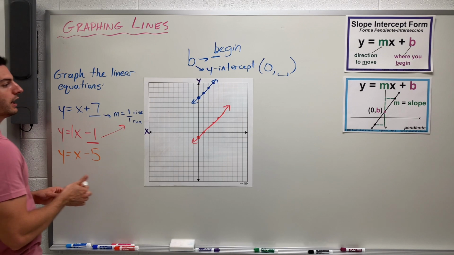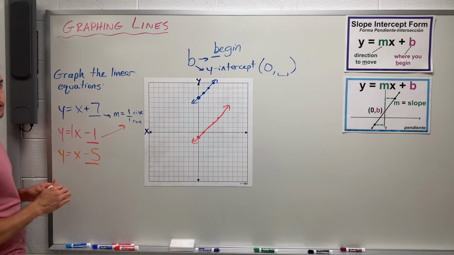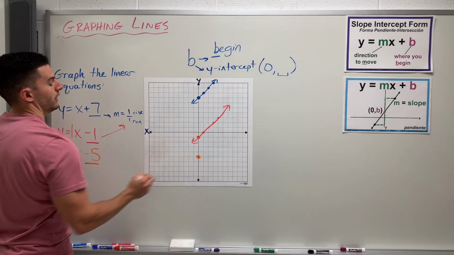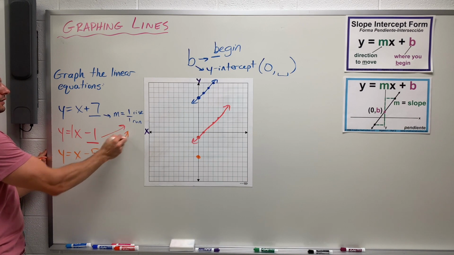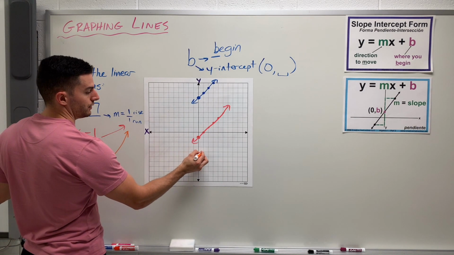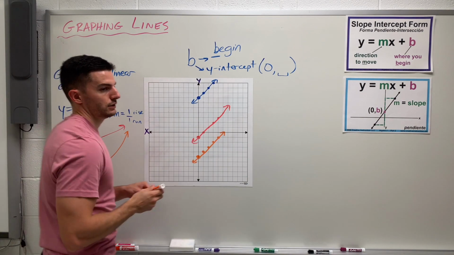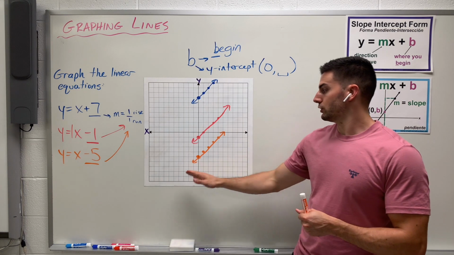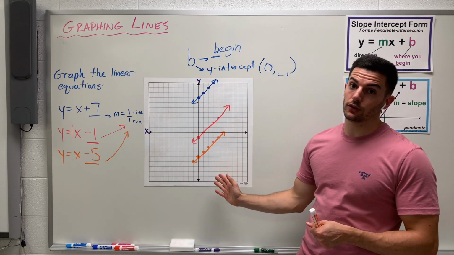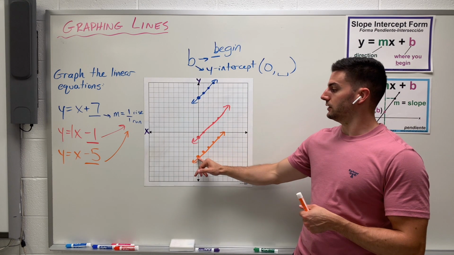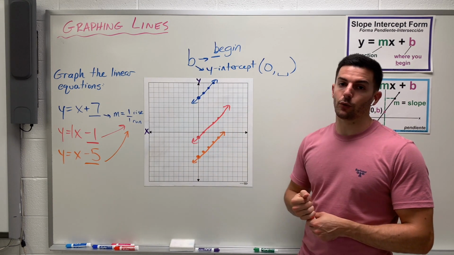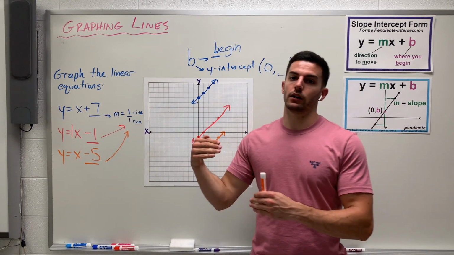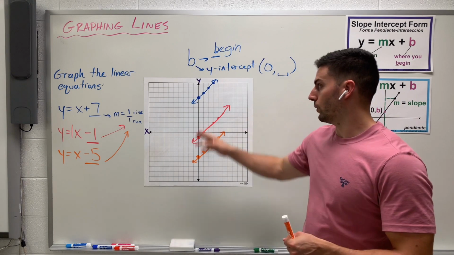Y equals x minus 5, so you can imagine -5 is my b value, and so I begin at -5 on the y-axis down here, and there's my point. And again, slope is the same thing, 1 over 1. So I go up 1, right 1, up 1, right 1. And so again, you can see that it's the same shape, same direction, and it's also parallel to these two, but it just begins at a different spot. It's kind of like I pushed it down a little bit more. And so that's what the b value does. The b value only really changes where it starts on the y-axis.